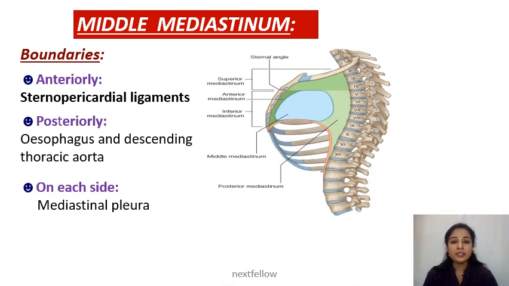Next, the middle mediastinum. The middle mediastinum is where the heart is located along with the pericardium. Its boundaries are anteriorly the sternopericardial ligaments, posteriorly the esophagus and descending thoracic aorta. On each side, it is related to the mediastinal pleura.